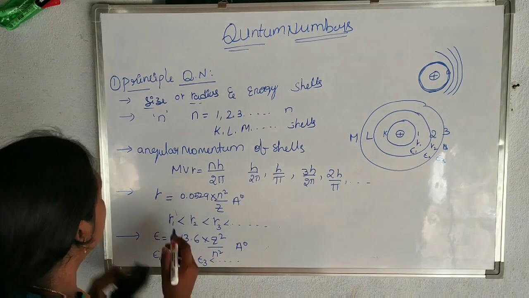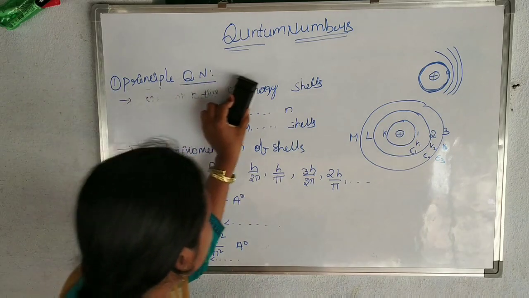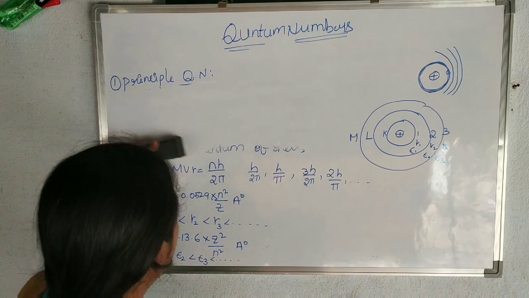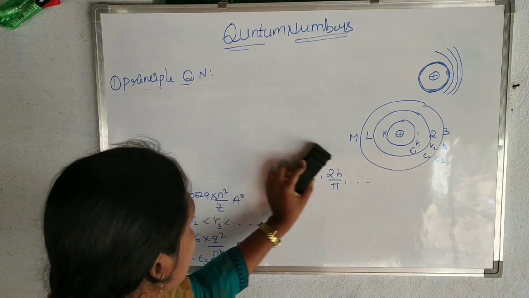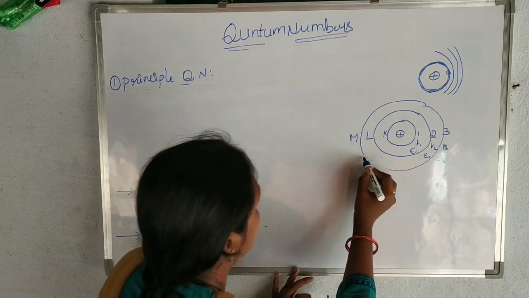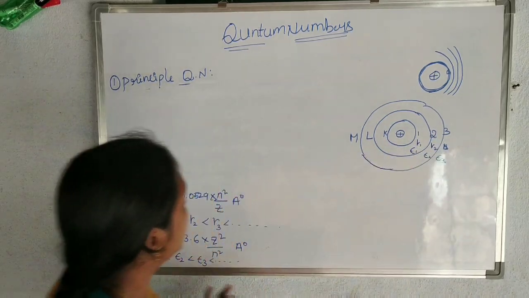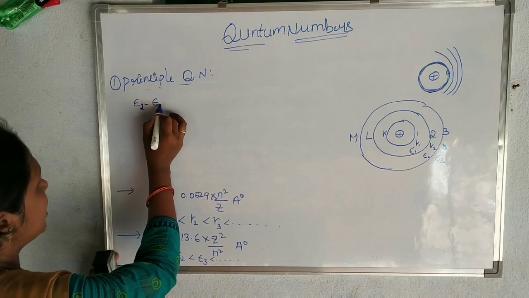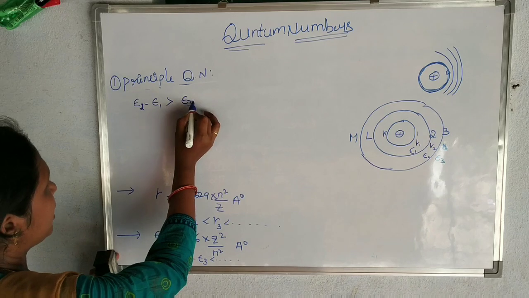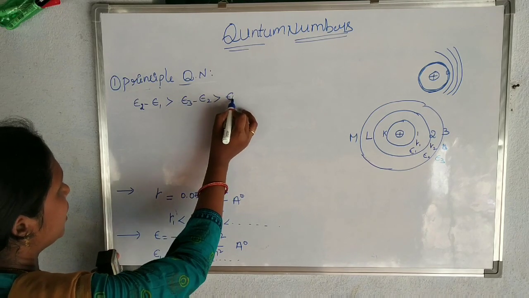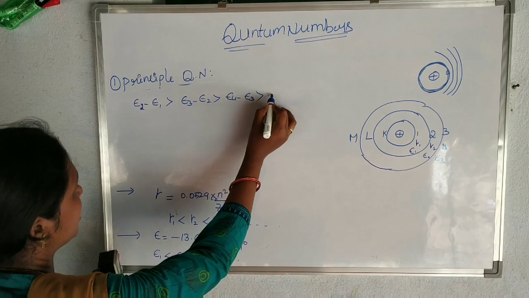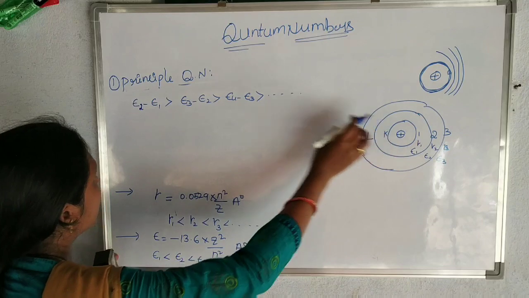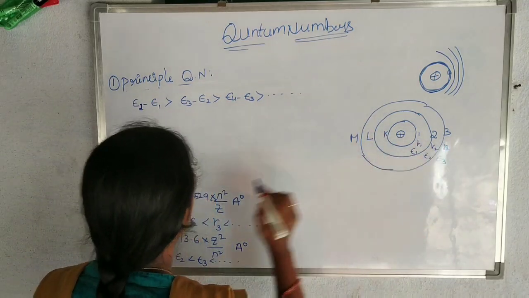And one more, that is the difference between the energies of the energy shells. The difference between the energy shells decreases from the first level to the infinite level. That means E2 minus E1 is greater than E3 minus E2, which is greater than E4 minus E3, and so on. The energy difference between the energy shells decreases from E1 to infinite shells.